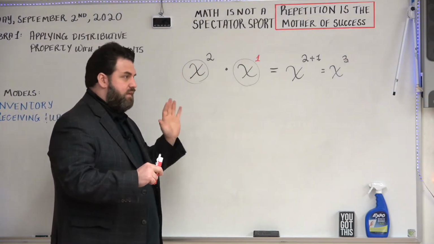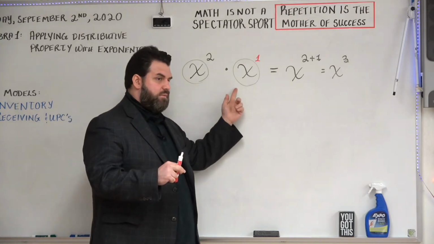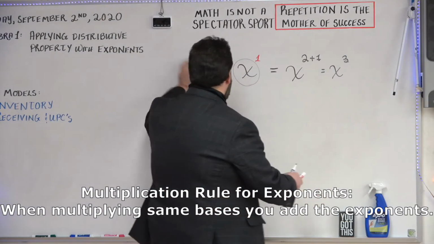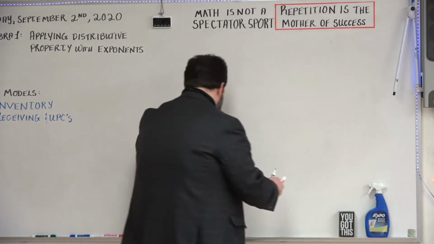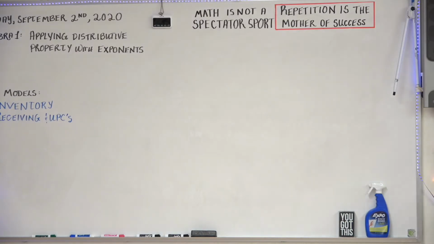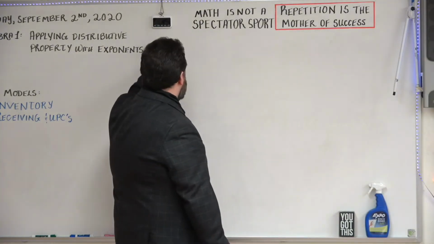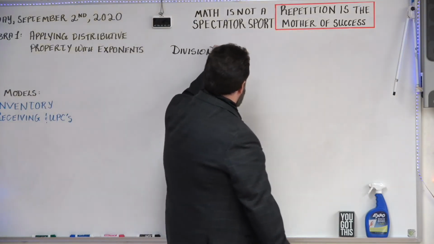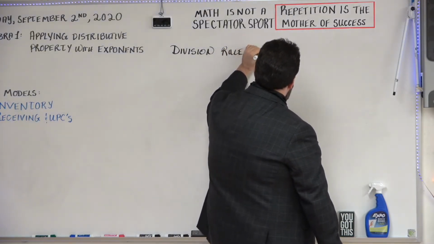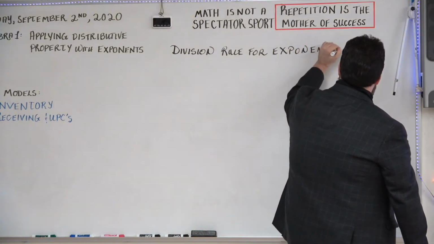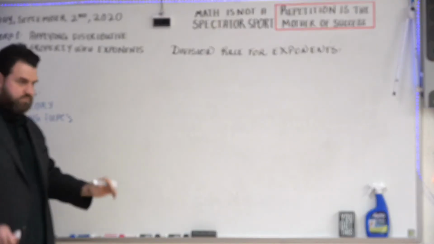So, let's say it again. The multiplication rule was when multiplying and the bases are the same, you add the exponents. Well, just like that multiplication rule, the division rule is basically the opposite of the multiplication rule. Okay? We'll get a different marker. The division rule for exponents. Okay, here's the division rule.